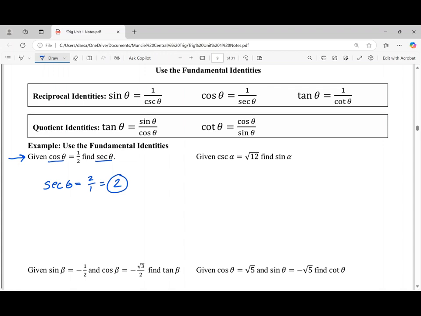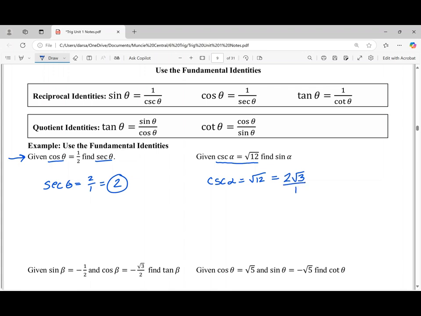Pretty straightforward. What about this little funky looking thing? This is an alpha, a Greek letter alpha. What if we know the cosecant of alpha is the square root of 12? How could we use that to find sine? Remember, cosecant and sine are the upside downs of one another. So, let's start with cosecant of alpha. There's a little work to be done here: it is the square root of 12, but the square root of 12 is the square root of 4 times 3, which we can simplify to 2 square root of 3.